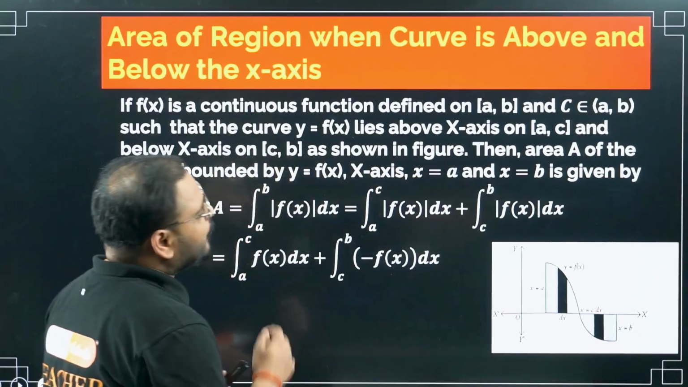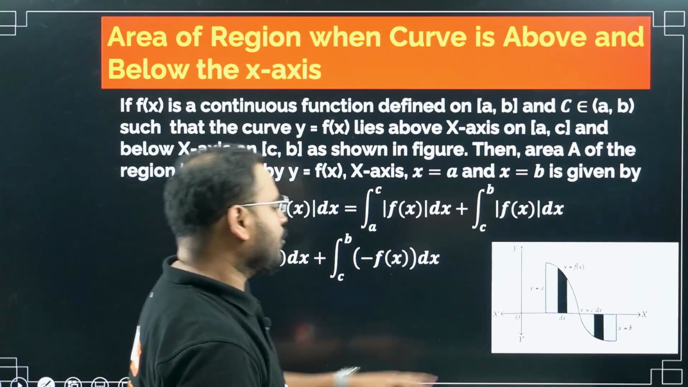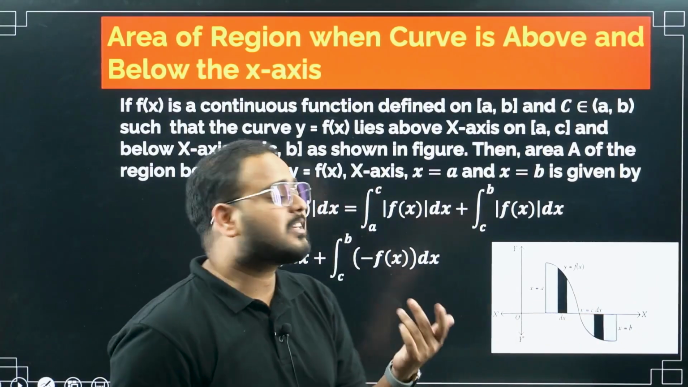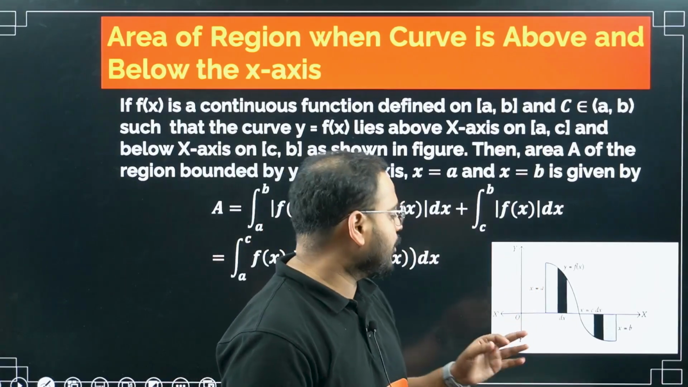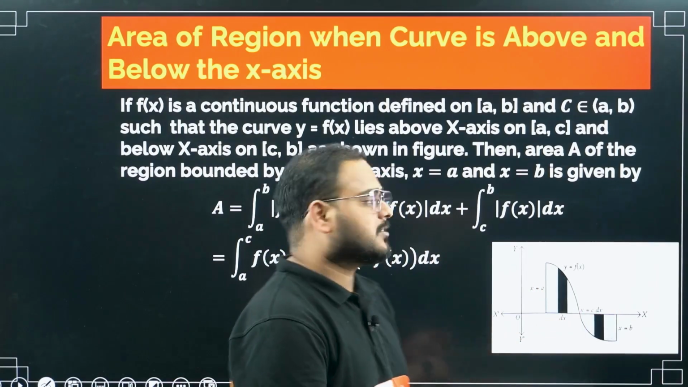Either you can take modulus in both of the cases, or if you know which is positive. Let's say you don't know where it is positive, you're not able to draw the graph. Then what are you going to do? Take modulus for all the intervals.